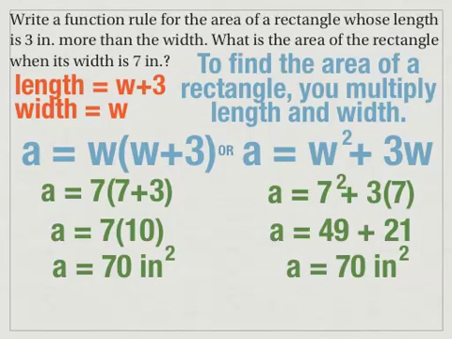So the two equations or two function rules that I've written, A equals W parentheses W plus 3 and A equals W squared plus 3W, are going to get you the same value. It's the same function, it's just written in a different way. On the left, we didn't distribute the W. On the right, we did distribute the W. And it's not going to affect your final answer.